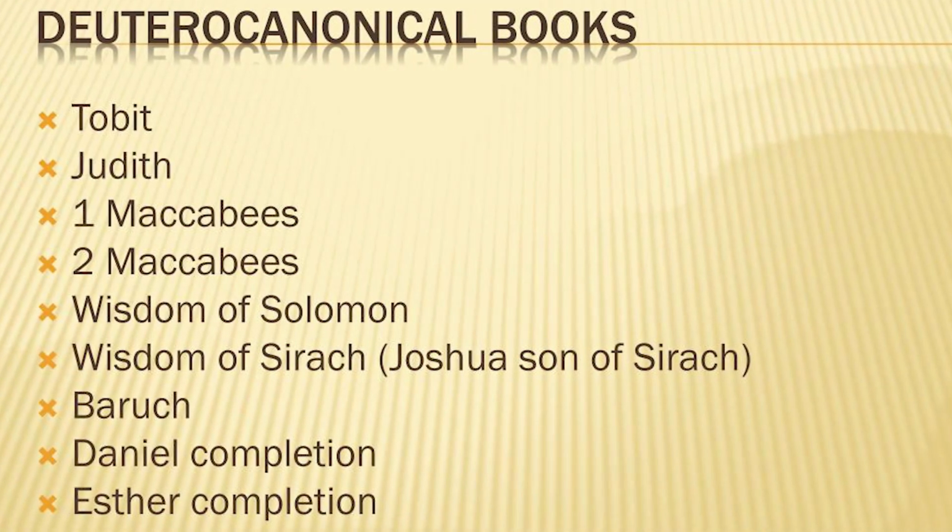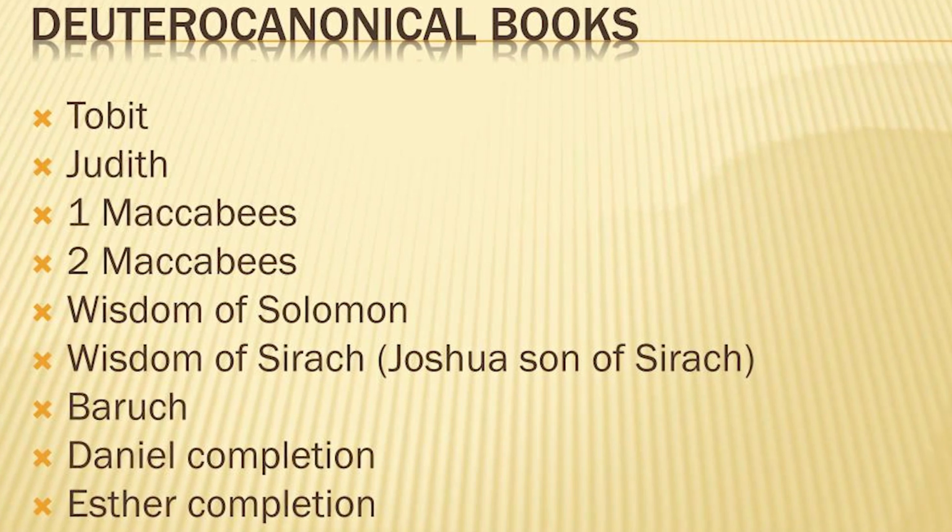Deuterocanonical writings. The term Deuterocanonical includes those books which are responsible for the difference between the Catholic and the Protestant Bibles. These are Tobit, Judith, Wisdom, Sirach, Baruch, 1st and 2nd Maccabees, and parts of Esther and Daniel.